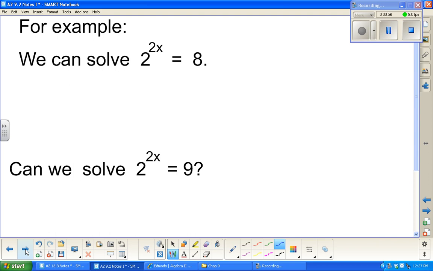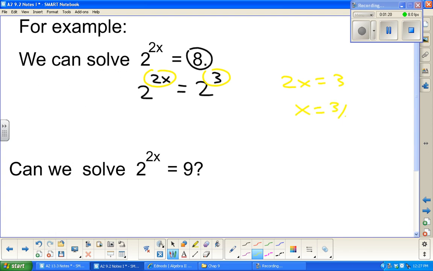So just a real quick recap. Yesterday, or in section 9.1, we solved ones like this equation here. We could take the 2 to the 2x. We knew that 8 can be written as 2 to the third, and then we were able to set the exponents equal to each other and solve it that way, setting 2x equal to 3, and we could divide both sides and get our answer pretty quickly.